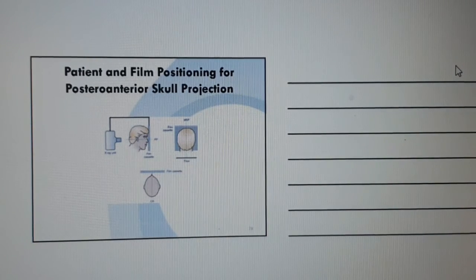And then from there, the patient's head is positioned differently depending on the area of interest that either the surgeon or the dentist would want to view or see, essentially. So that is basically how you'd position a patient for a posterior anterior skull projection.